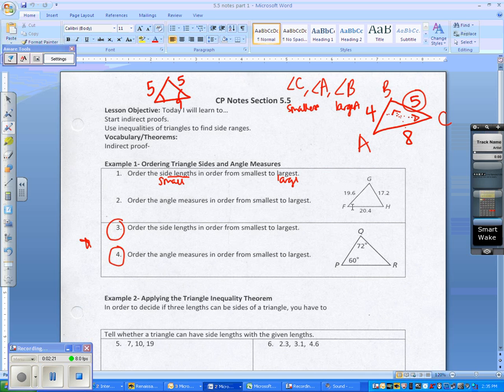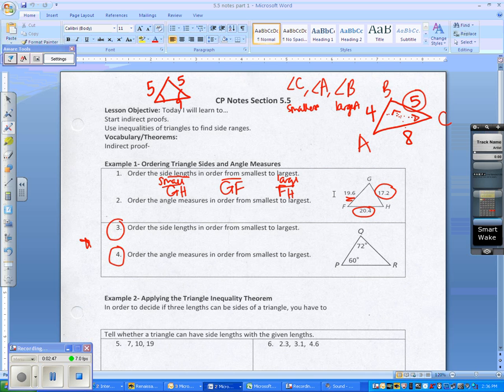The smallest side would be that 17.2, so side GH is the smallest. FH, or 20.4, is the largest number, so side FH would be the largest side. And then the middle number would be 19.6, so FG is the middle. FG or GF, the order of the letters doesn't really matter.